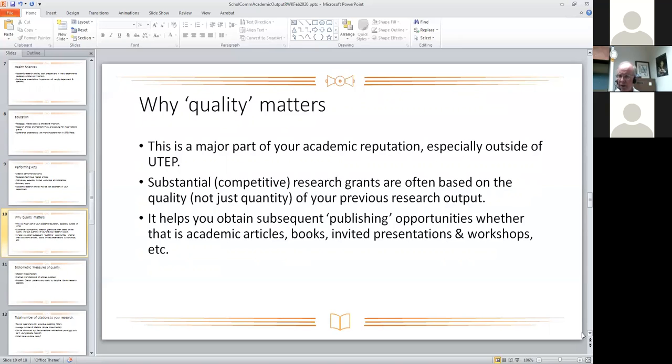Another aspect is that quality helps you obtain subsequent publishing opportunities, whether that is academic articles, books, invited presentations at workshops, potentially being an editor for a major journal. This all grows out of your academic reputation.